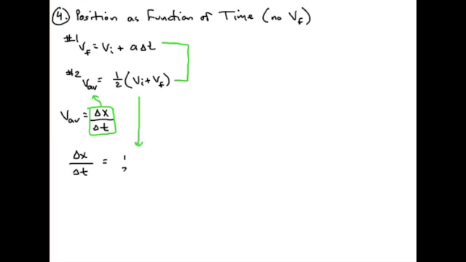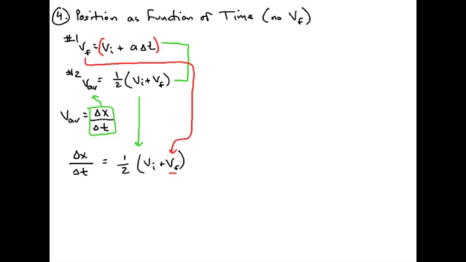Equals 1/2 times VI plus VF. And we're also going to substitute in our number 1 equation. So our VF from up here is going to go right in there. So all this is going to substitute in for VF down here at the bottom.